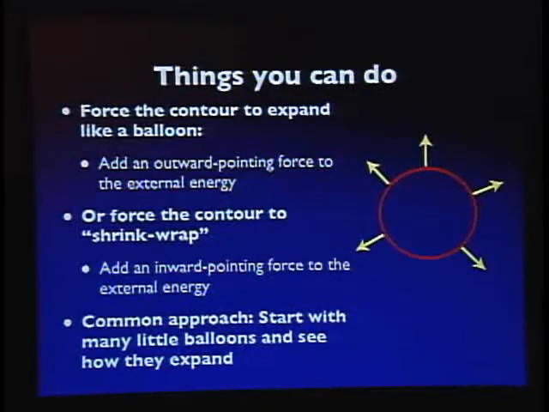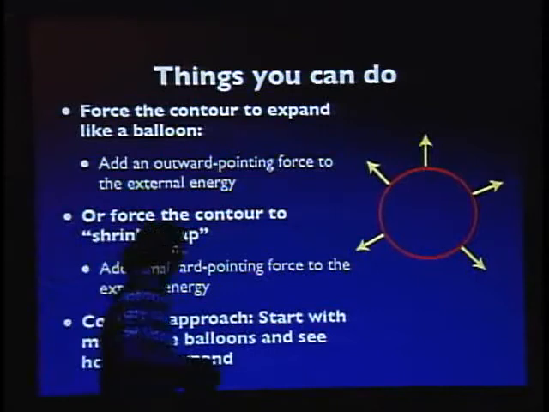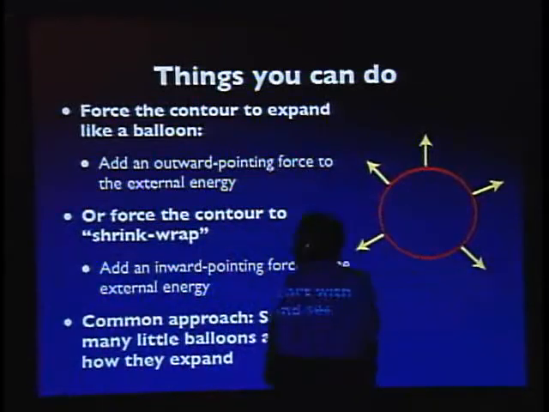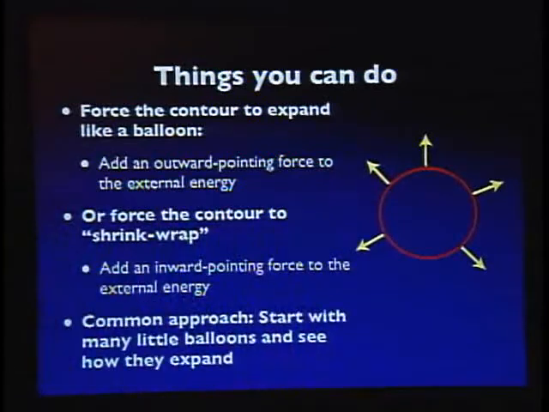I already talked about this, but some things that you can do is to add an energy term that you could call the balloon energy that simply all the time is trying to make the contour expand outwards. Opposite of that would be to add a shrink wrapping energy term that makes the contour get smaller and smaller and smaller. And then if you have a complicated boundary shape, then you can start with many little spheres and then expand all of them and see how they all expand to fill in your region of interest.